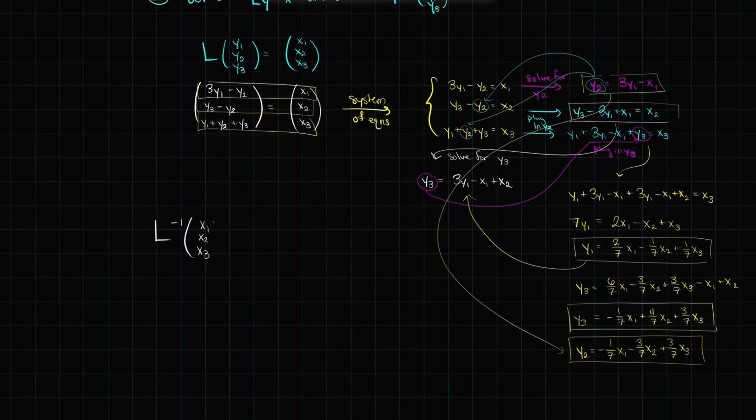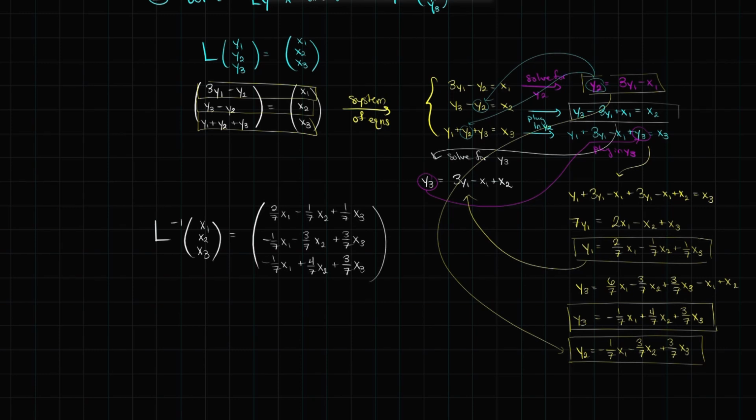x2, and x3 is going to be the output of y1, which is 2/7 x1 minus 1/7 x2 plus 1/7 x3, and then the output of y2, which is negative 1/7 x1 minus 3/7 x2 plus 3/7 x3, and finally the output of y3, which is negative 1/7 x1, 4/7 x2, and 3/7 x3.